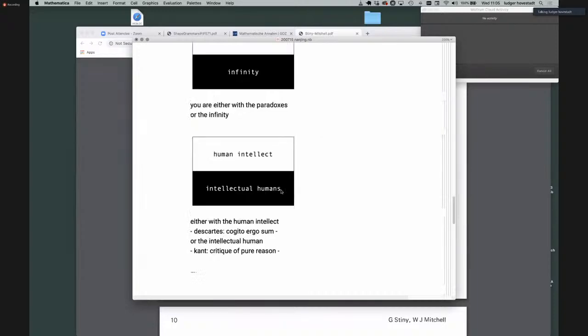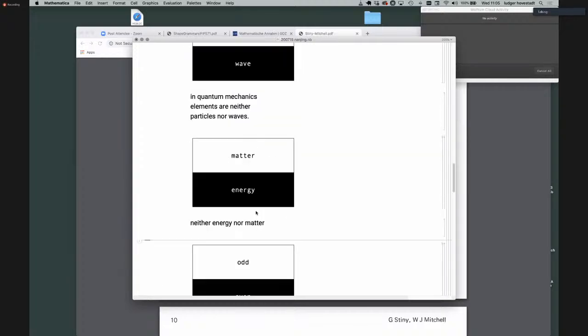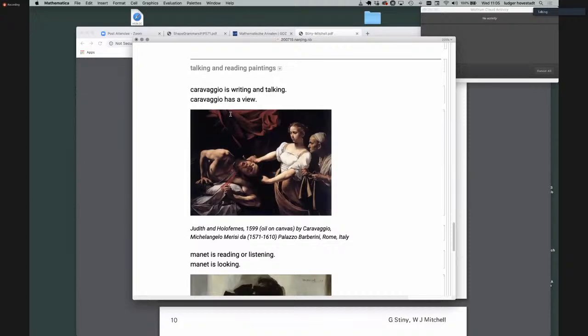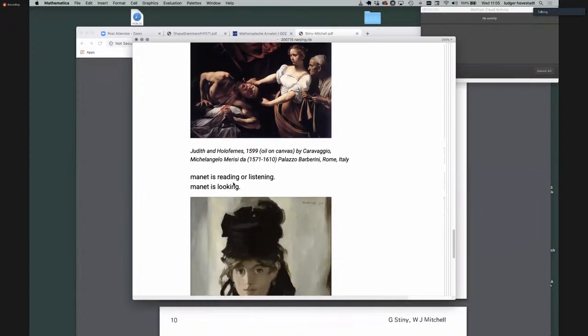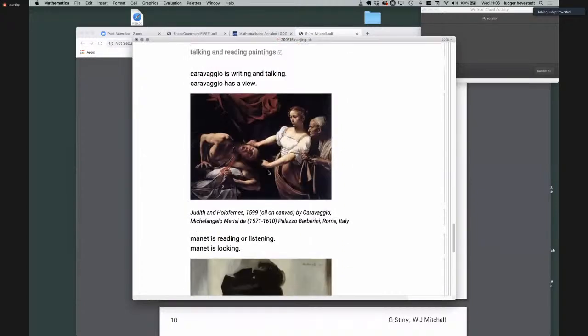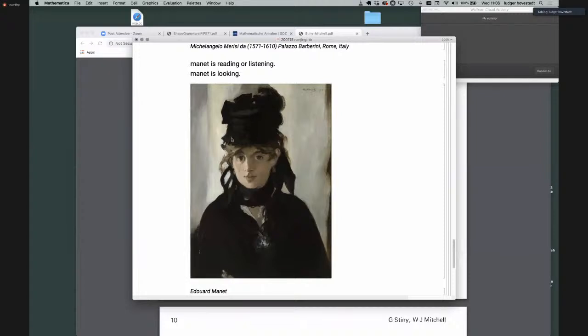If you make this distinction, I want to give you examples with talking and reading. For example, in painting, Caravaggio, I would say this is writing and talking. So this is a talkative picture. In strong contrast to Manet, 16th century versus 19th century, just the inversion. And this picture is not talking, it's reading, it's listening.